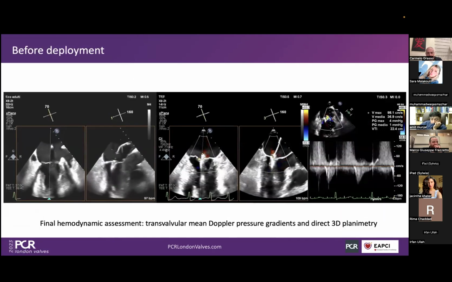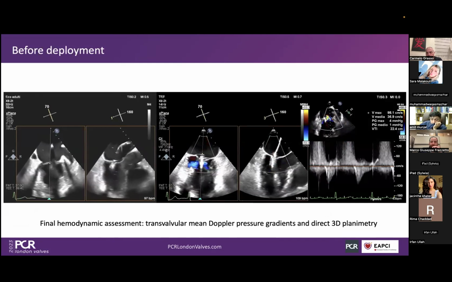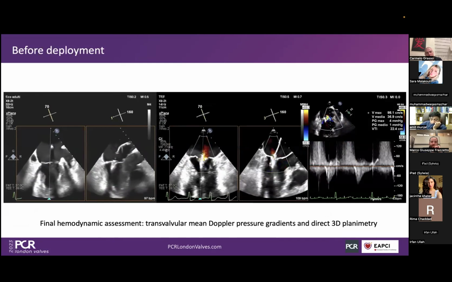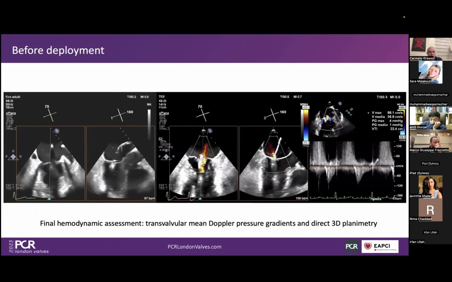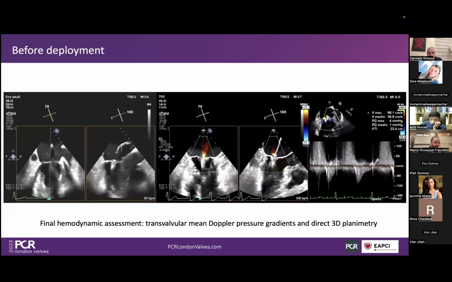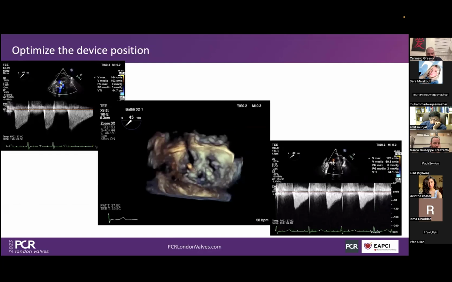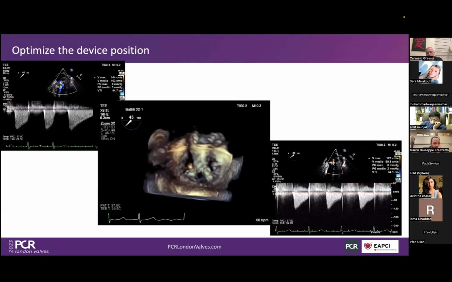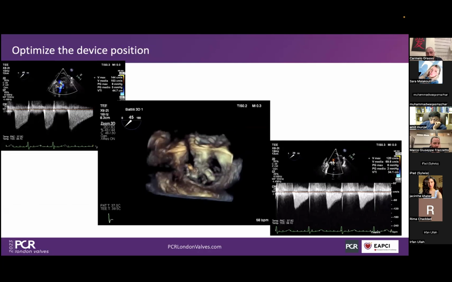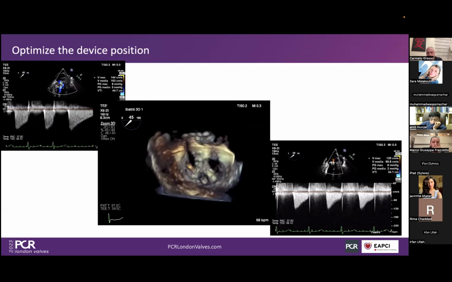Before the deployment, you have to check all the hemodynamics. So you have to check, of course, mitral regurgitation. We have to check mitral gradient. You can check even the pulmonary flow that should be changed if you do an effective grasping. If you are not happy with the results, you can open your device and optimize the device position.